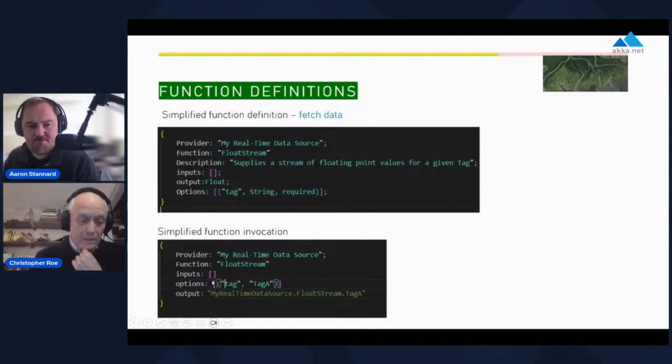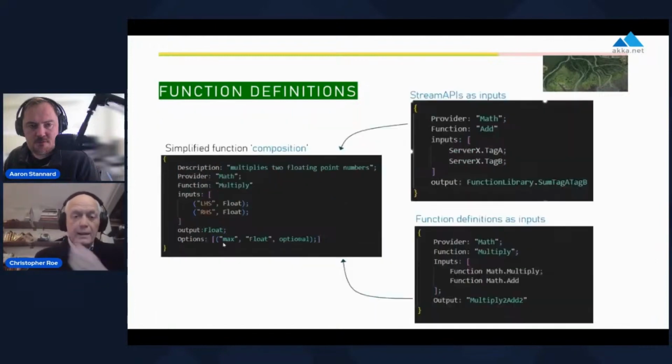And when somebody uses that function, they say, okay, I want tag A from this particular provider, and each provider might provide more than one function. This is basically a function providing floats, so each data type will have its own kind of function. So if you wanted to return strings or something like that, that would be a different function.